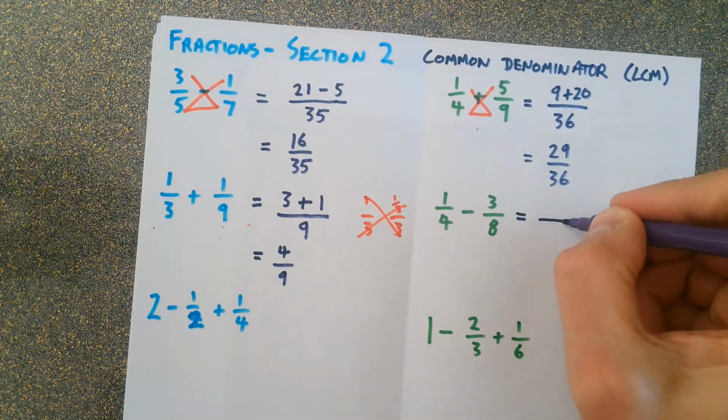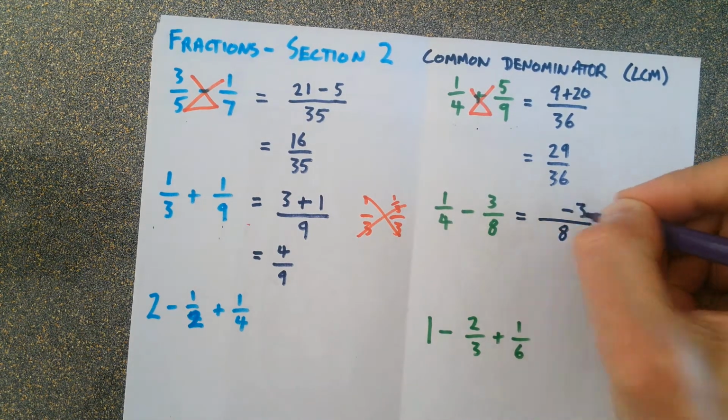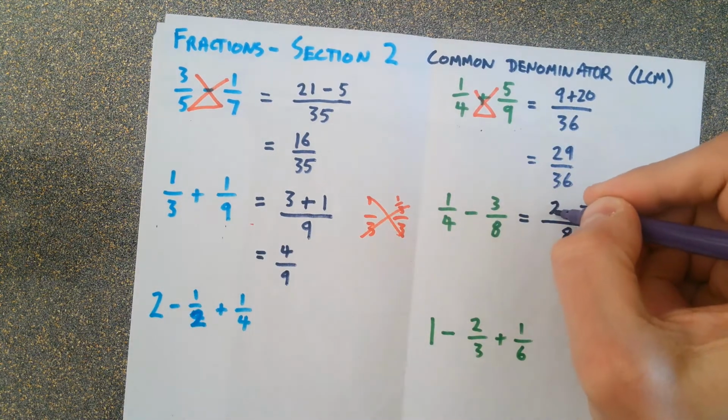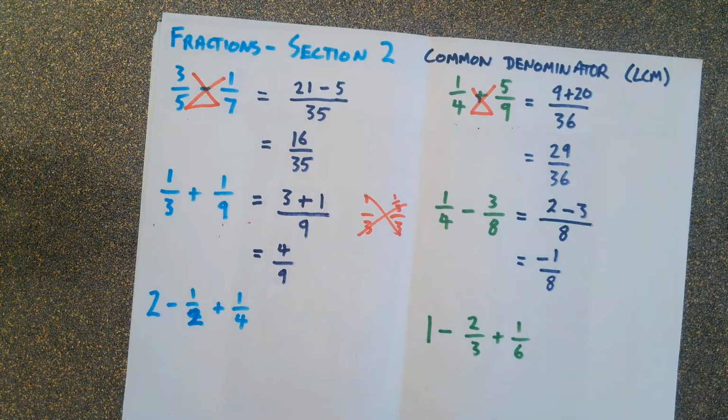So 4 and 8, what number do both 4 and 8 go into? Well, the answer is 8. So the second fraction can stay exactly as it is, but we need to times top and bottom of here by 2. So we get minus 1 over 8, and it is a negative answer there.